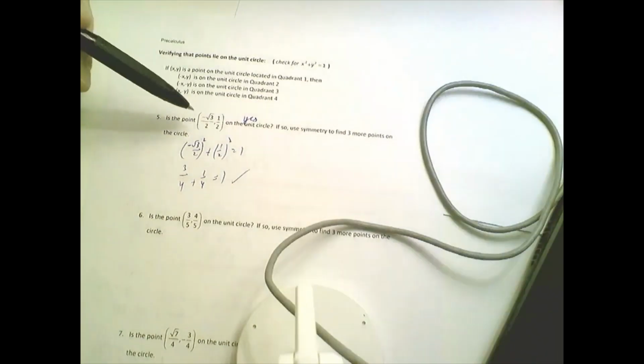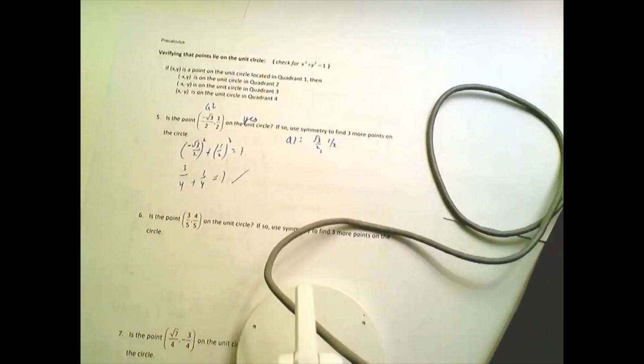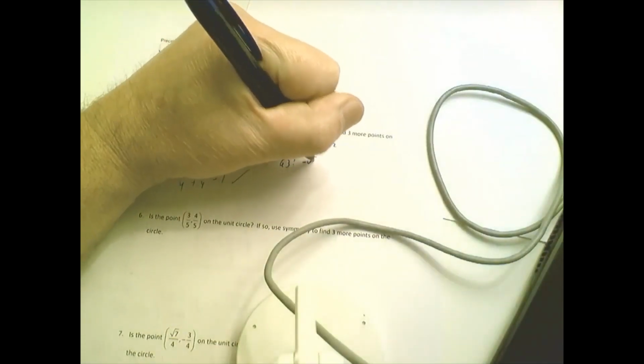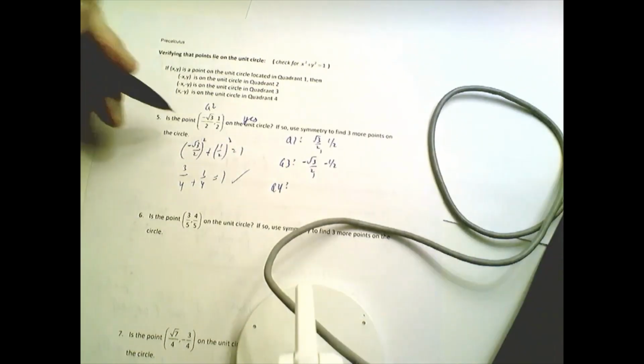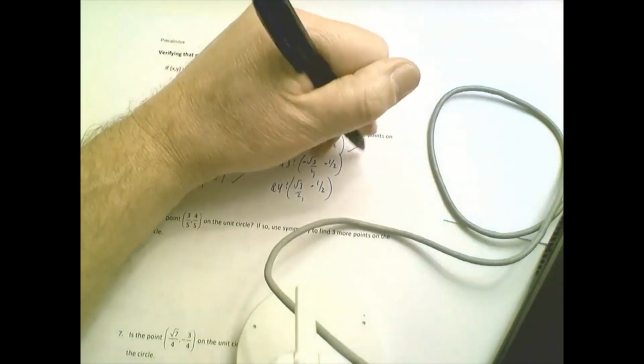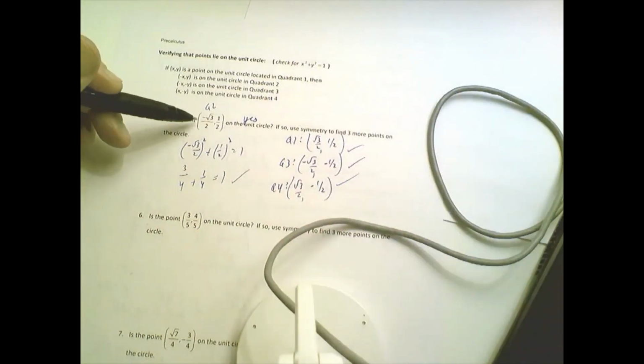And so who else can be on the unit circle? Well, that, by the way, looks like a quadrant 2 answer. In quadrant 1, I'd have square root of 3 over 2, 1/2. In quadrant 3, both my x and y coordinates would be negative: negative root 3 over 2, negative 1/2. And in quadrant 4, that's my other remaining point I need to get. What do I know? X coordinate's positive, root 3 over 2, and y coordinate negative: root 3 over 2 and negative 1/2. And there are my 3 symmetry partners to go along with negative root 3 over 2 and 1/2.